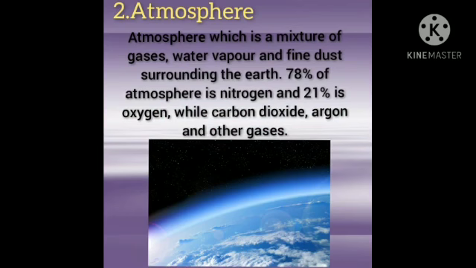Atmosphere. Another unique feature of the Earth is atmosphere, which is a mixture of gases, water vapor and fine dust surrounding the Earth. You know that nearly 78% of the atmosphere is nitrogen and 21% is oxygen, while carbon dioxide, argon and other gases make up the rest. Atmosphere of the Earth at its beginning was rich in carbon dioxide and the oxygen content was very less.